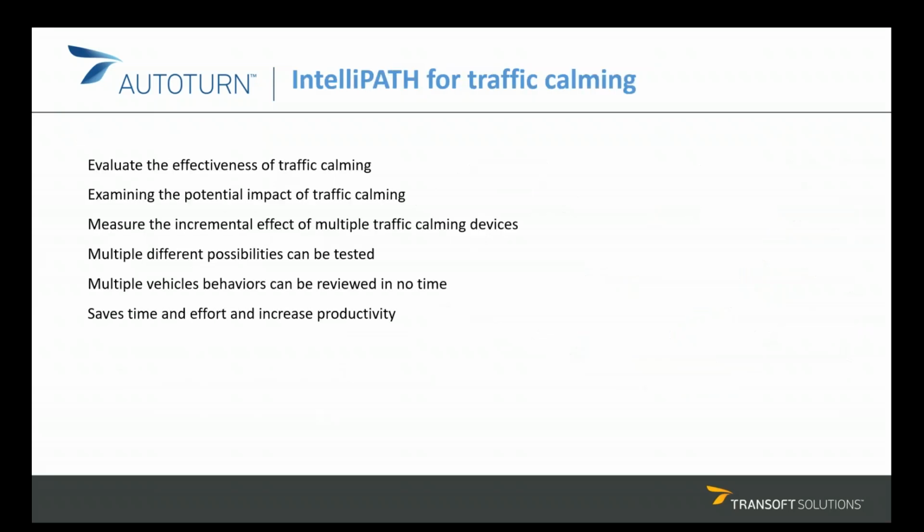All of these functionalities of the IntelliPath tool can be particularly useful for evaluating the effectiveness of traffic calming programs and examining the potential impact of traffic calming measures implemented. It also helps measure the incremental or bundling effect of multiple traffic calming devices used together. With this tool, many different possibilities or combinations can be tested easily. Multiple vehicle behaviors can be reviewed quickly in no time. And all these factors collectively contribute to saving time and effort and in turn increase productivity.